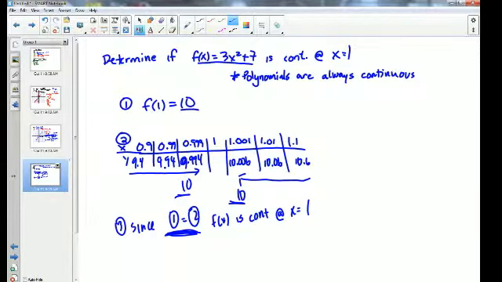Then I showed you a few discontinuous functions, right? Any questions? I told you this week there was some new stuff, right?